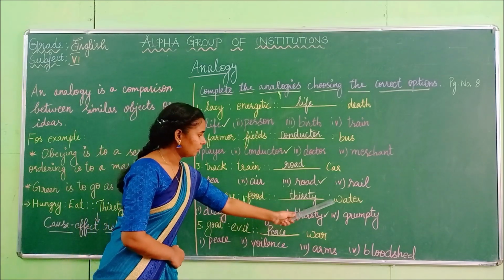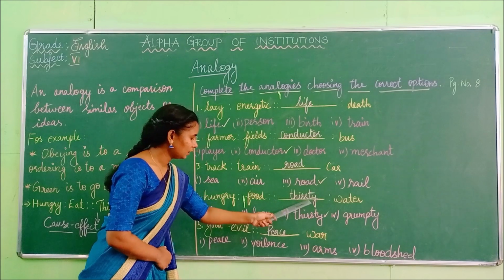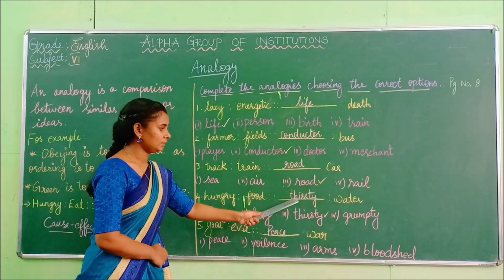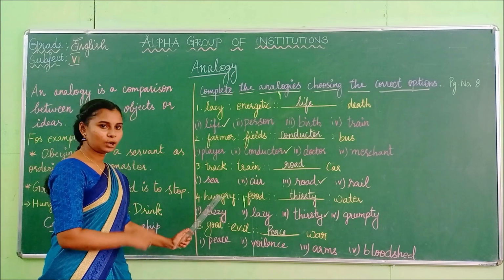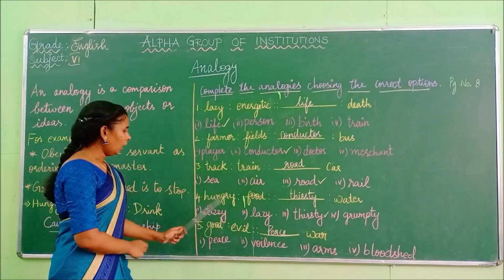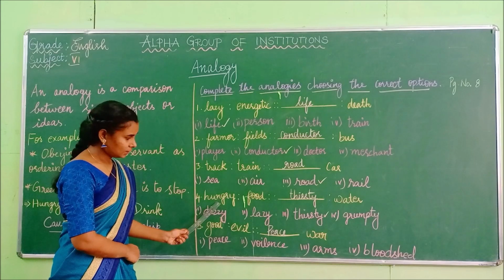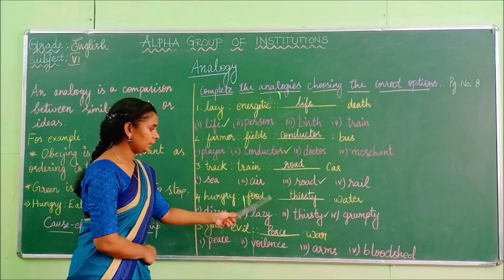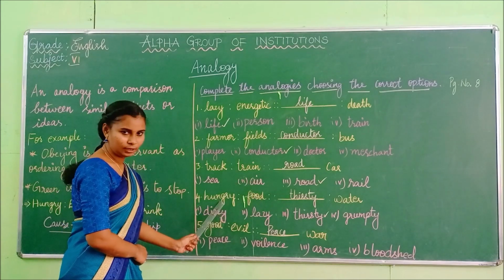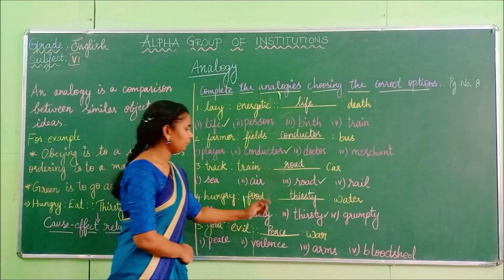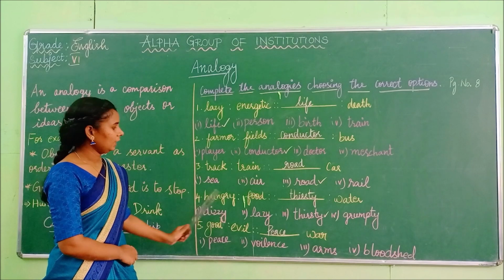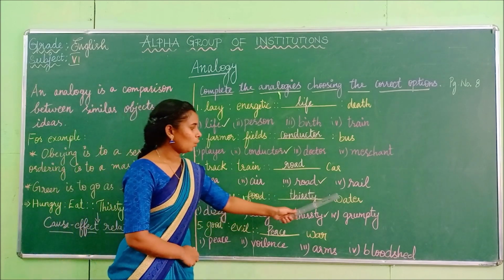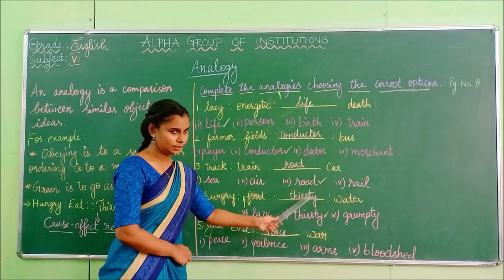Next one we have got hungry, food. Next we have got water. So what is the answer here? Thirsty. Thirsty is the answer. Thirsty, water. So what does this indicate? It indicates the cause-effect relationship. Hungry is the cause and food. We eat food when we feel hungry, isn't it? So when we feel thirsty, we drink water. So hungry, food, thirsty, water. So the answer is thirsty here.